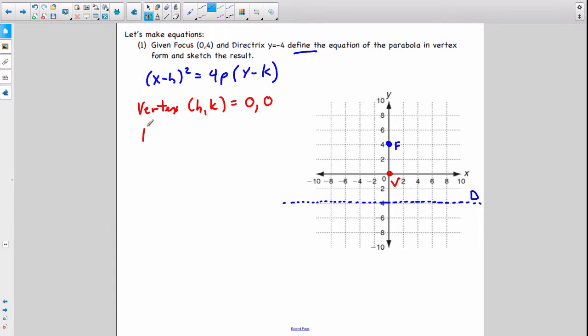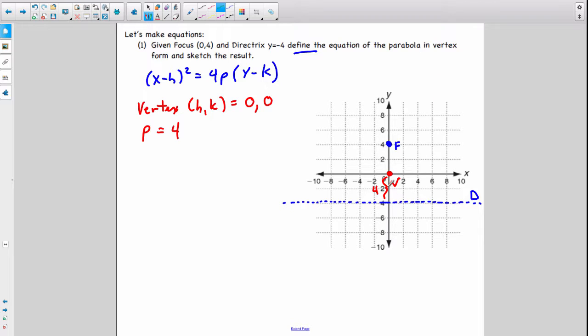Okay, what about my p? I'm missing that in this thing here. Well, p is the distance from the vertex to the directrix, which is 2, 4. 4. Why did I make it positive? Because I know, being comfortable with this structure, that the parabola always opens away from the directrix, and the focus, like a satellite dish, is always inside. So I'm going to say that my parabola opens upward.